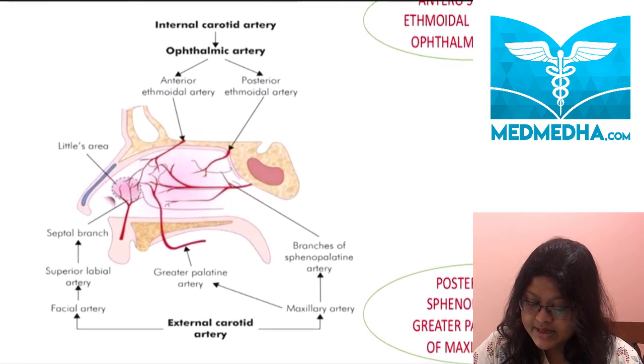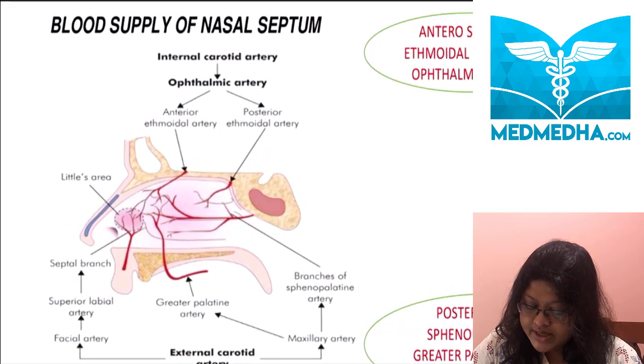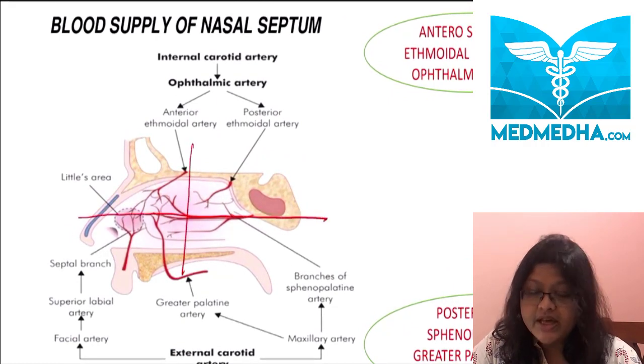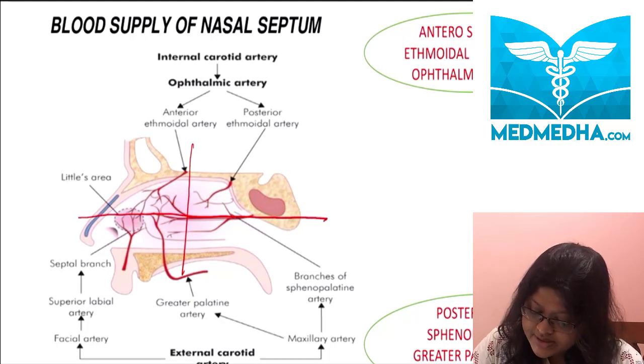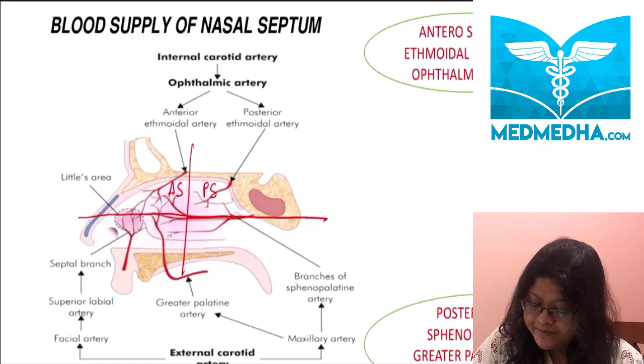Now here we see, before I go to the writing part, we can divide the entire nasal septum into 4 quadrants. This is antero-superior, this is posterior-superior, this is antero-inferior, this is posterior-inferior.